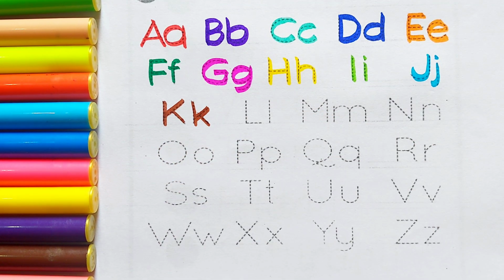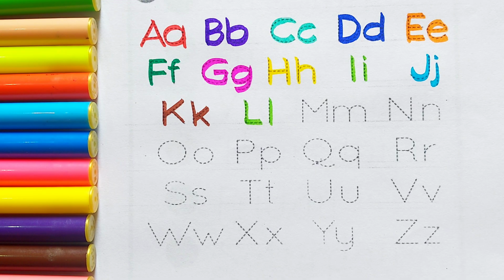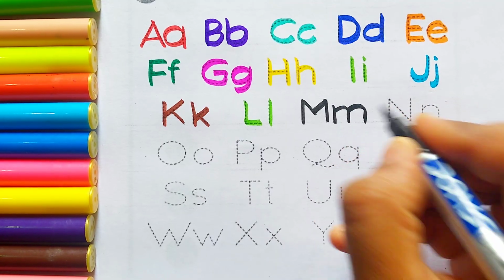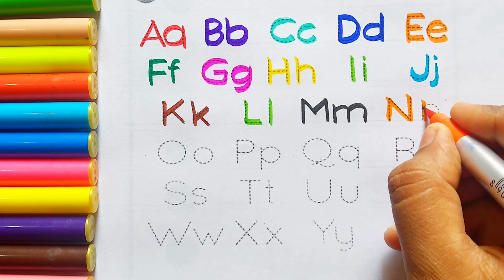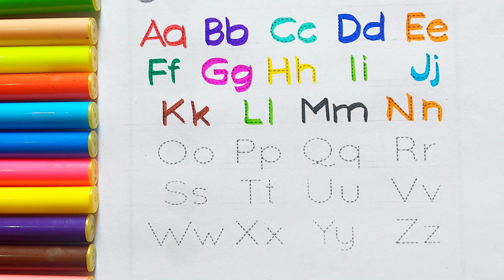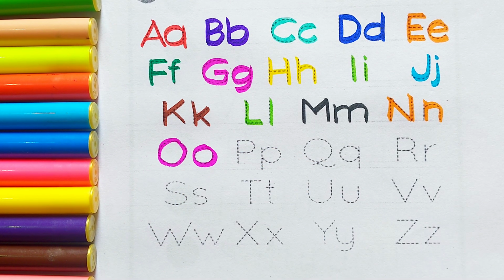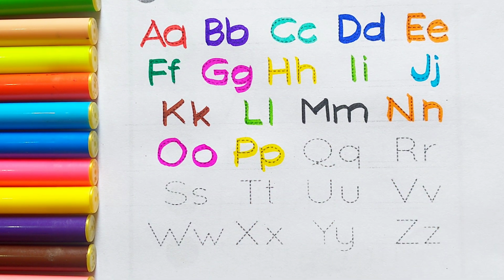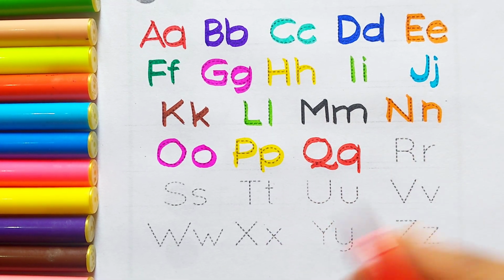K for kite. L for lamp. M for monkey. N for nest. O for owl. P for penguin. Q for quilt.